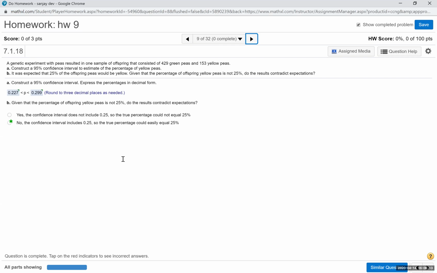It is. So no, the confidence interval includes 0.25, right? 0.25 is between these two numbers. So the true percentage could easily equal 25%. So that's the idea.